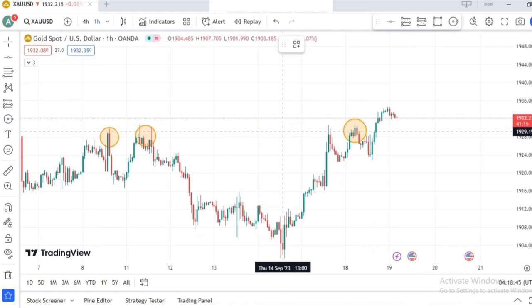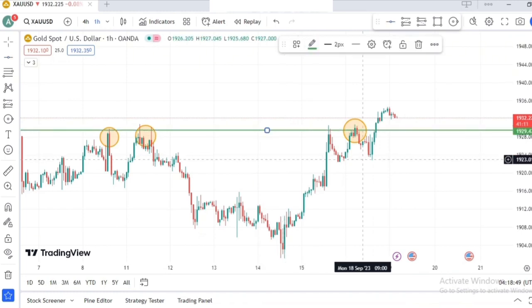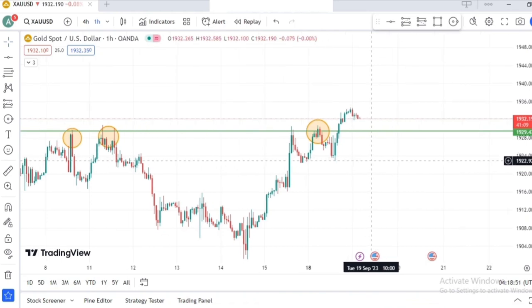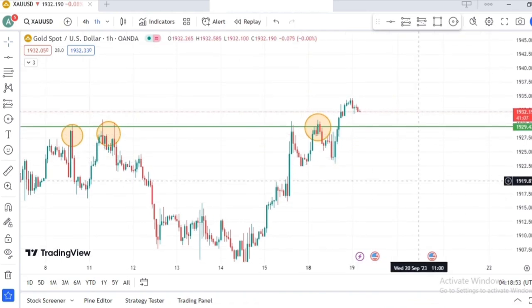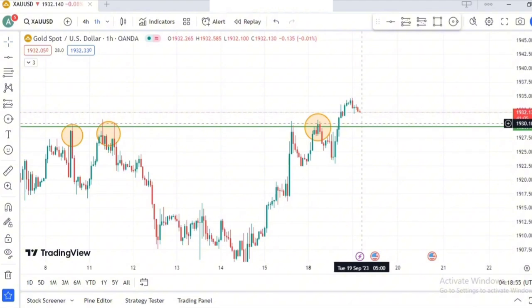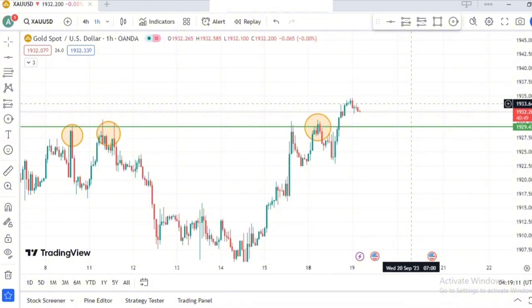Now we are waiting for the market to enter this level right here, and then we look for entry at this level. I will be watching out for these trades. Whenever the market comes to this level, I will watch out for a reaction on my MT4, and I will enter my trades. I will show you everything.